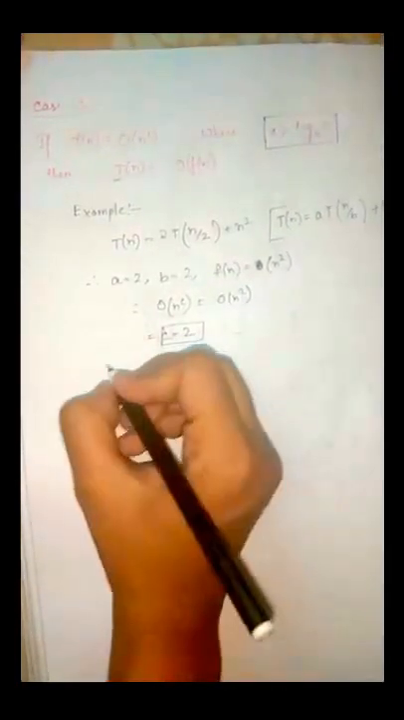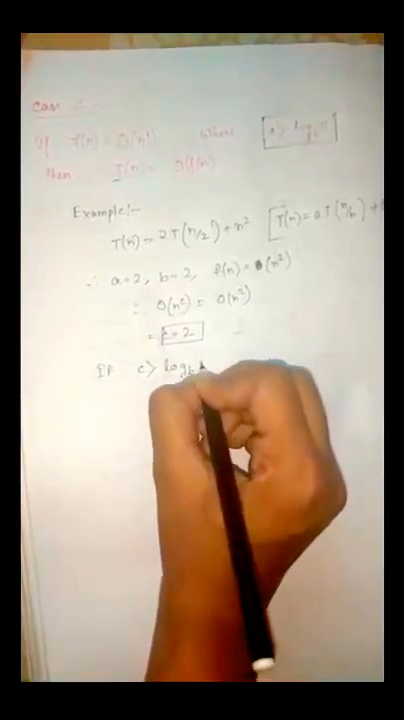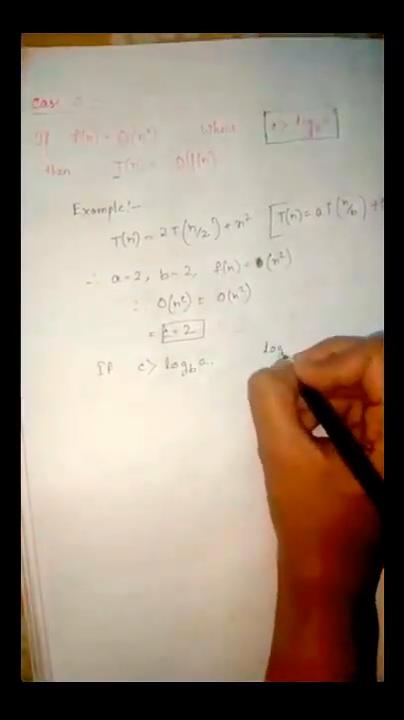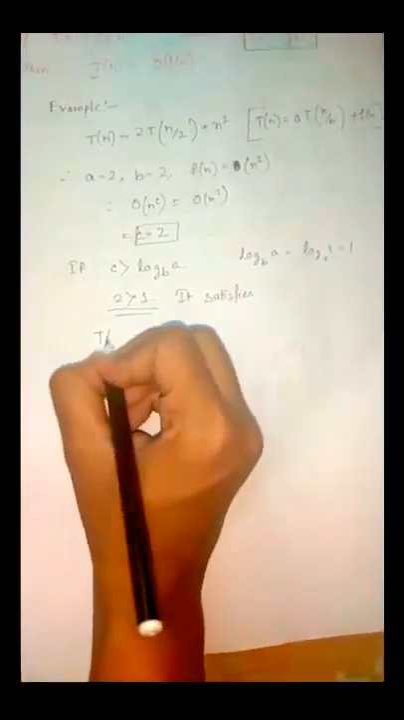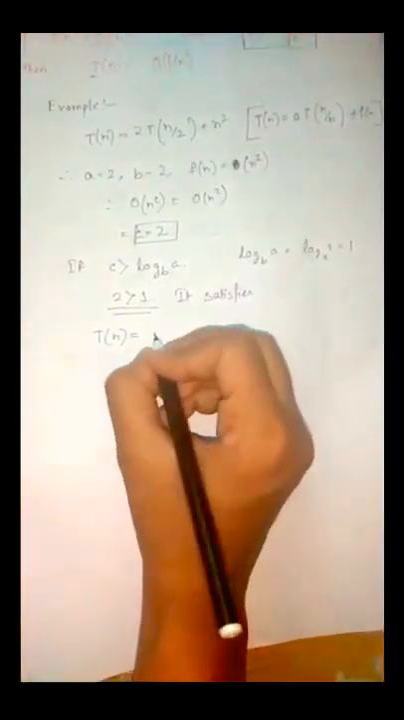So we have to check if c is greater than log of a base b or not. Log of a base b is log of 2 base 2, that is 1, and here c is equal to 2, which is greater than 1, so it satisfies. So the time complexity will be T of n is equal to O of f of n. Here f of n is n square, right? So O of n square.